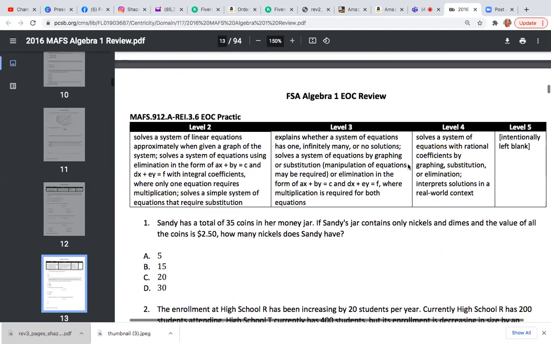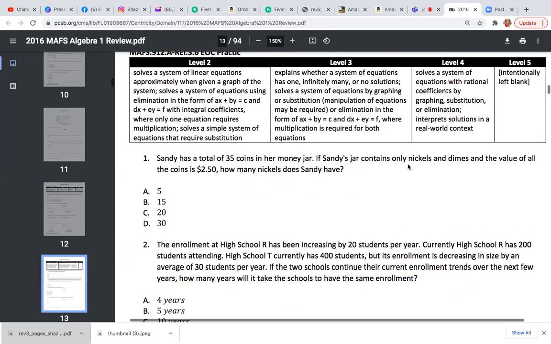All right, word problems. Here's another one, guys. Sandy has a total of 35 coins in her money jar. If Sandy's jar contains only nickels and dimes, and the value of all the coins is 250, how many nickels does Sandy have?